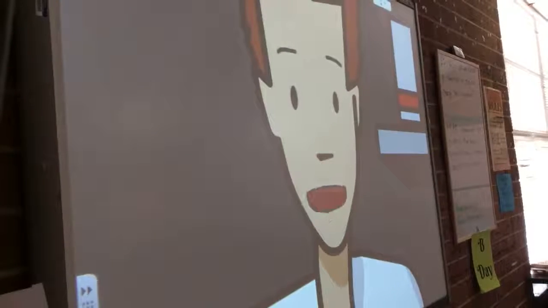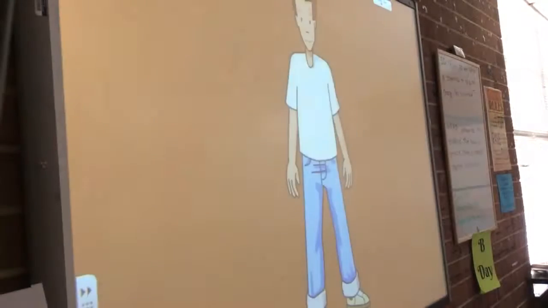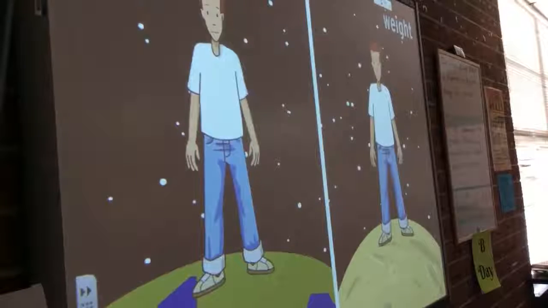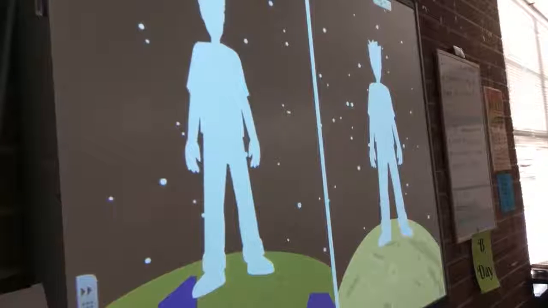Let's take a look at some of those terms. First of all, mass is the amount of matter a substance has. Unlike weight, which changes depending on how much gravity is present, mass stays the same no matter where you are. So, while you may have different weights on, say, the Earth and the Moon, your mass always stays the same.